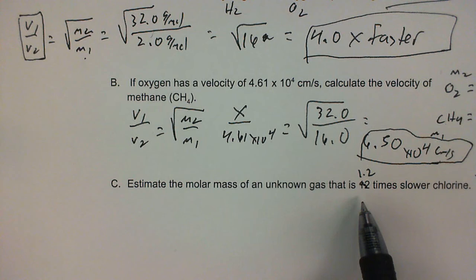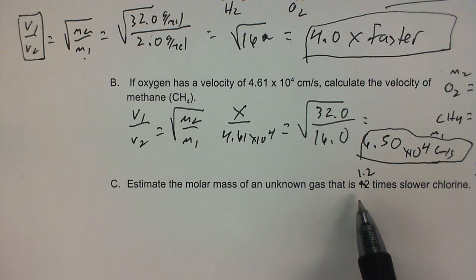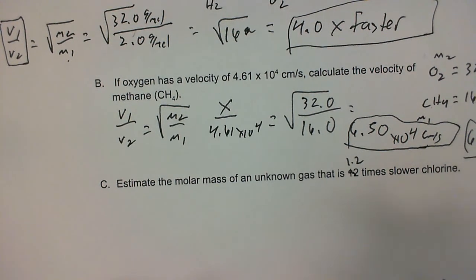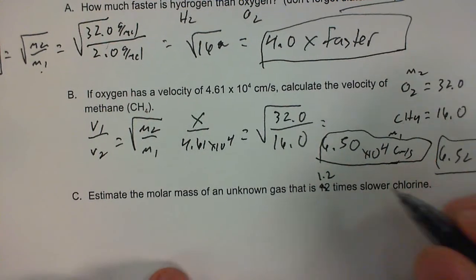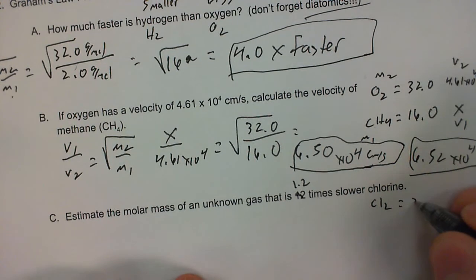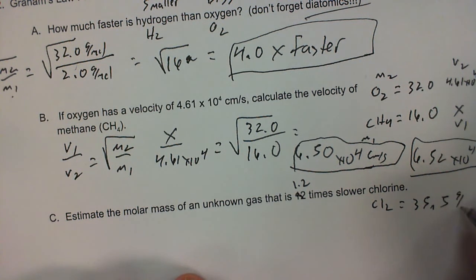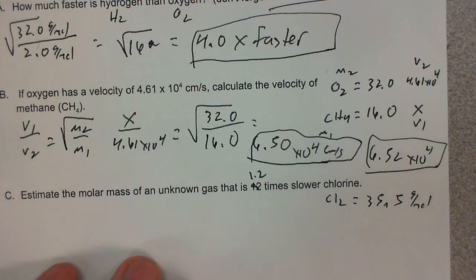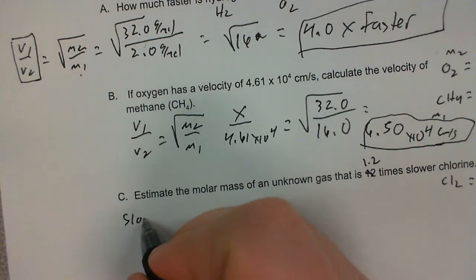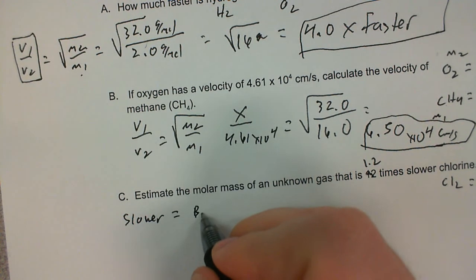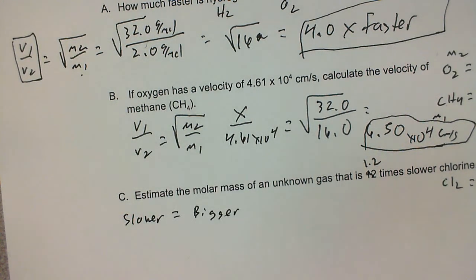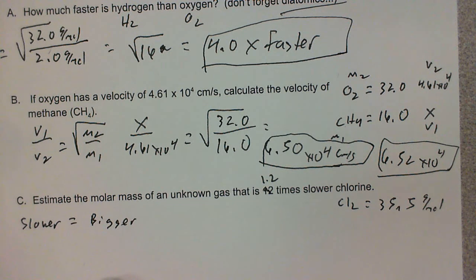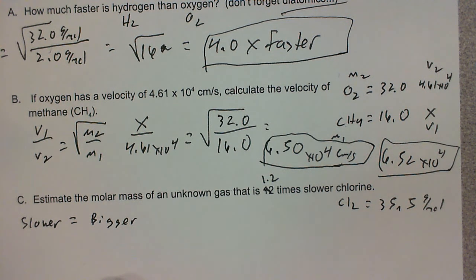Estimate the molar mass of a gas that is 1.2 times slower than chlorine. Chlorine is Cl2, and the molar mass is 35.5 grams per mole. It's slower than chlorine. Slower equals bigger. So your answer better be bigger than 35.5. If it is not, you done goofed, and you take a look at what you've done.